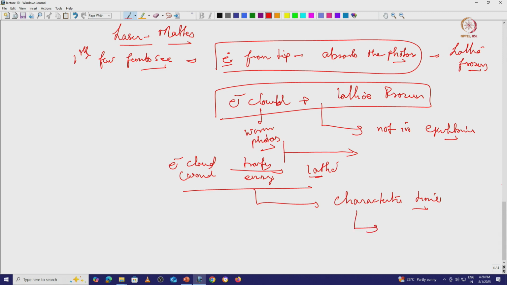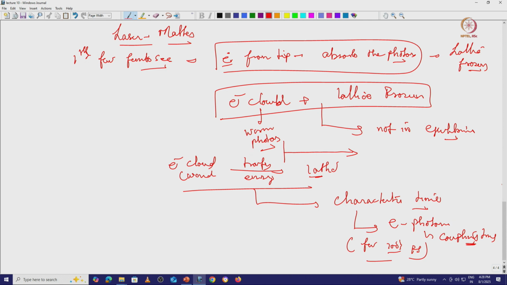This characteristic time is called the electron-phonon coupling time. Okay, and this particular time is of a few hundreds of femtoseconds. So this is the interaction. This is briefly about the laser-matter interaction.